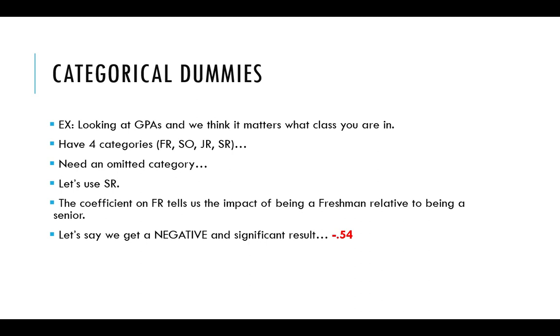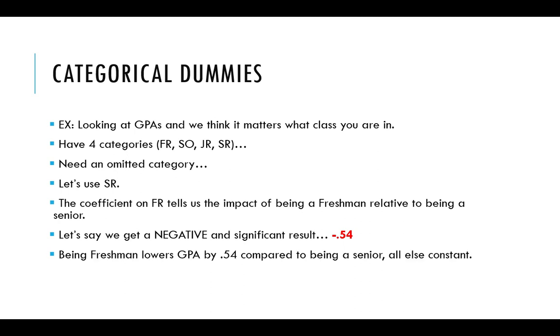Let's say that we run our model, we get a negative and significant result, negative 0.54. That's what we get back for freshmen. What that tells us is being a freshman lowers GPA by 0.4 compared to being a senior. That part is crucial. Compared to being a senior, all else constant. So guys, in your interpretations, it's crucial that you're interpreting your dummy variables and categorical dummies relative to the omitted categories. And if you don't do that, you're not going to end up with good grades on these portions of the project. So please make sure you're being precise.